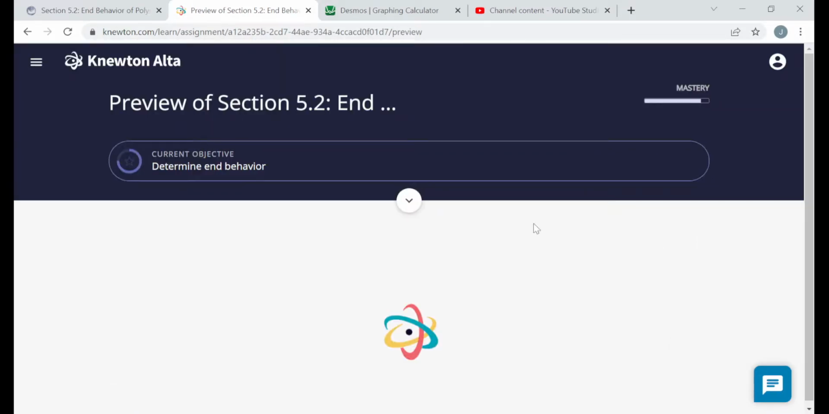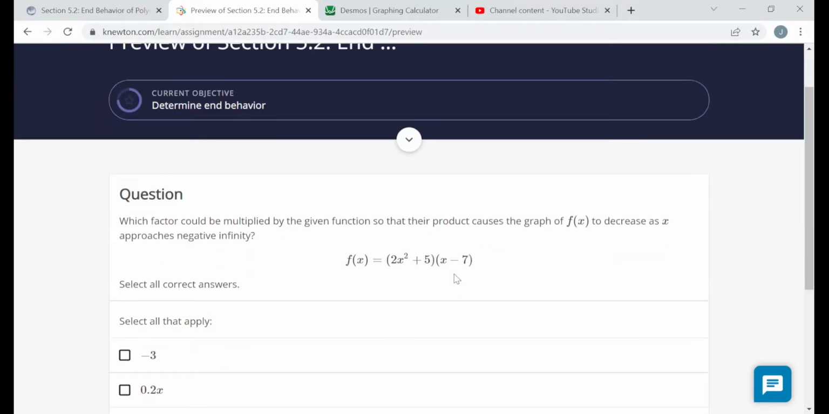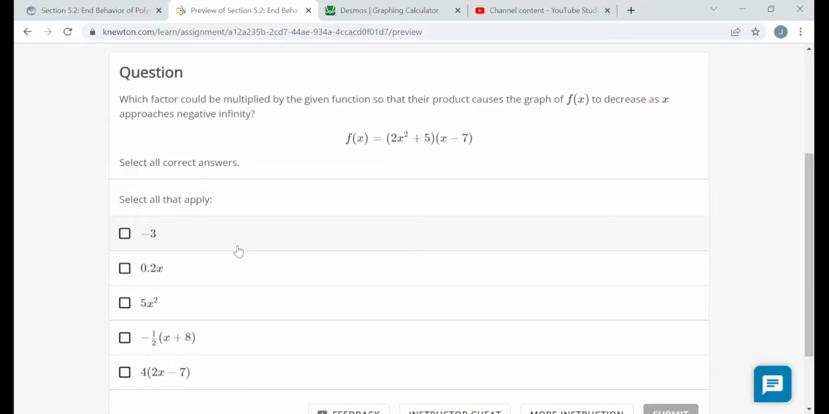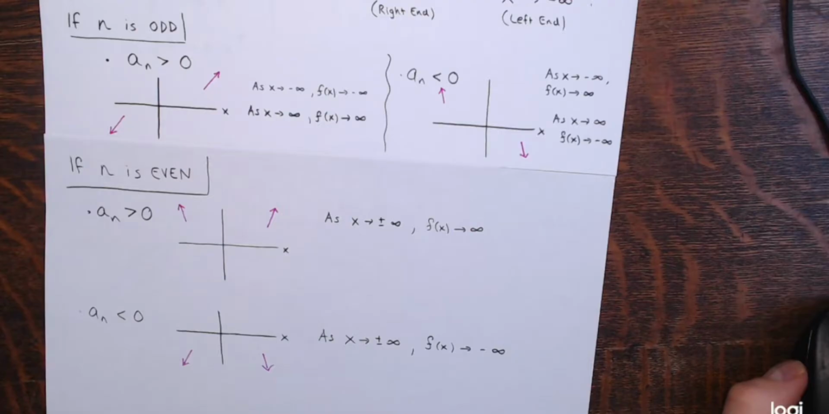All right, I should have just one more of these with end behavior. This one's a little different because I need to multiply things out. It says, which factor could be multiplied by the given function so that their product causes the graph of f to decrease as x approaches negative infinity? So this is a little trickier, but I'll write this one out.